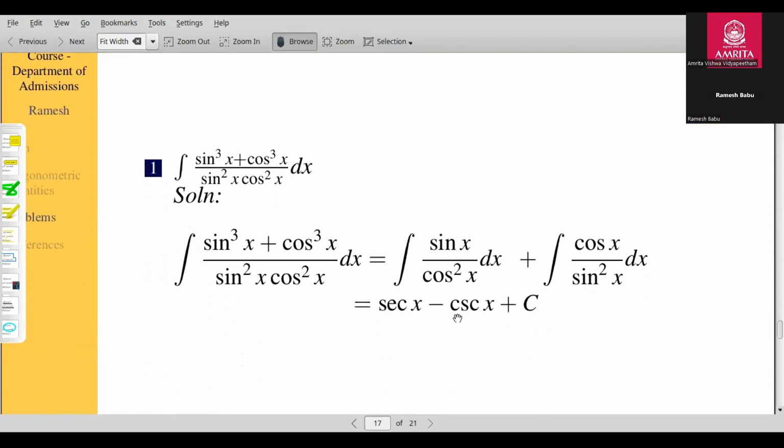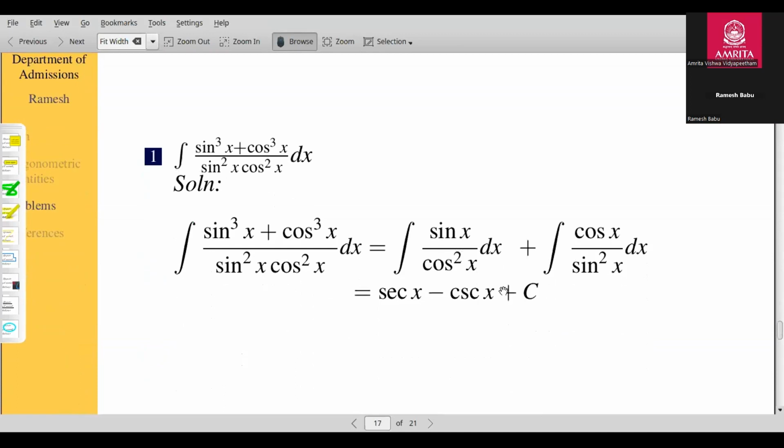This problem is having cos cube x and sin cube x and sin squared x into cos squared x. So this is quite an interesting problem because we are having a numerator and denominator. In this numerator, we are having sin cube x plus cos cube x. Denominator is sin squared x into cos squared x. I can split it into two terms: sin cube x by sin squared x into cos squared x plus cos cube x by sin squared x into cos squared x.